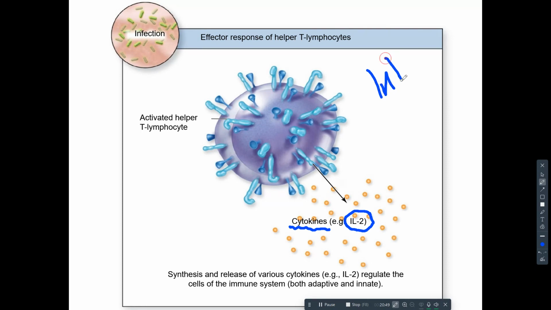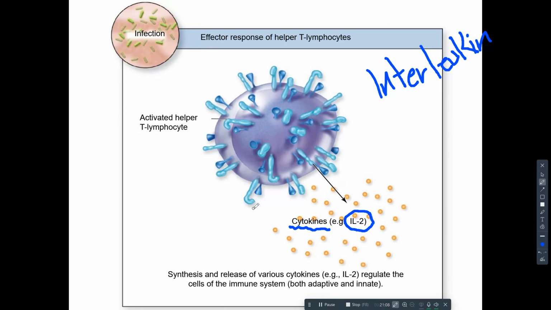IL is an abbreviation for interleukin. Interleukin, let's think about that word. Inter means between. Leukin refers to leukocytes or white blood cells. So these are messages between white blood cells.